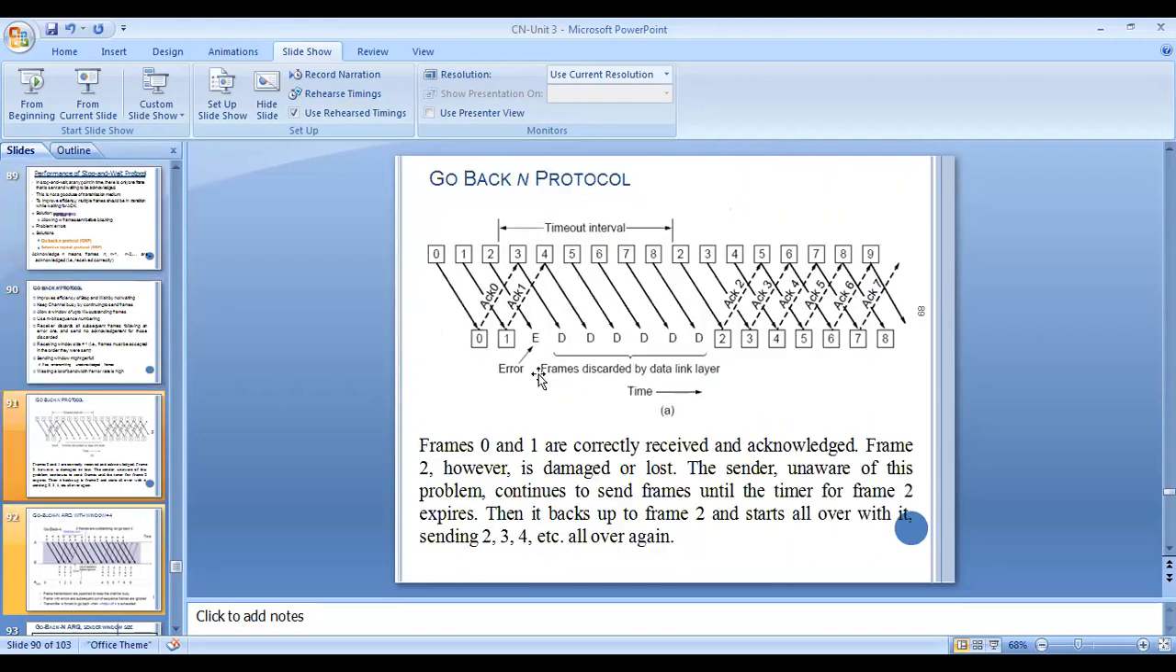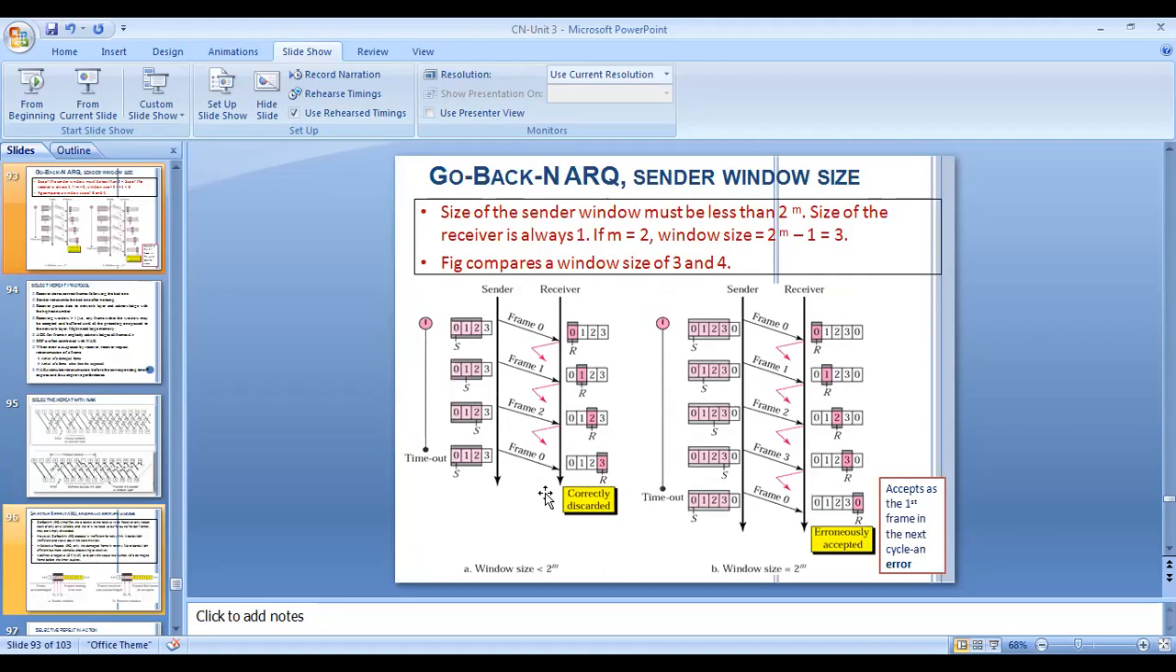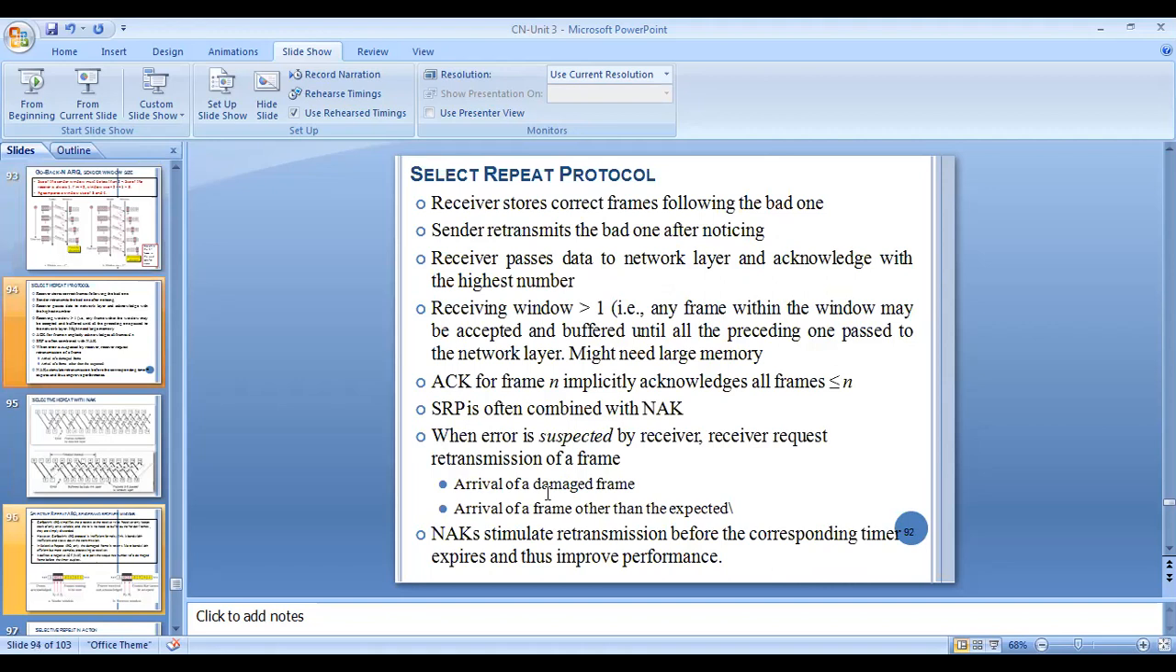So in the go back N protocol, frame 0 and frame 1 are correctly received and acknowledged. Frame 2 is damaged. The sender is unaware of whichever frame is lost, and continuously sends the frames. That is go back N. But one better solution is selective repeat. Whichever frame is lost is identified by the receiver, and the receiver sends a NAK acknowledgement with the next received frame. So that is the selective repeat protocol.